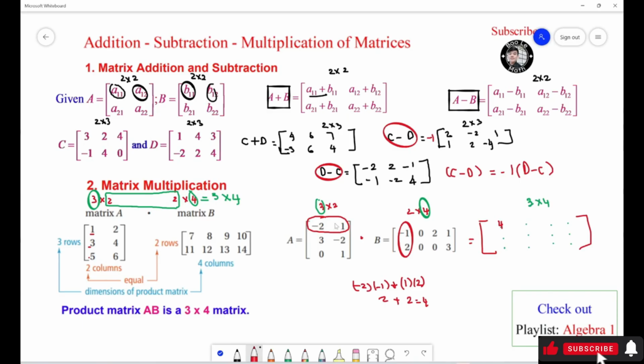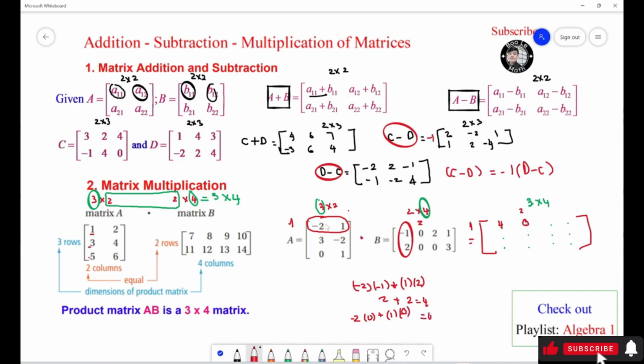Next one. First row, second column. It goes over here. Look, this is the first row and this is the second column. You see that? So it should be negative 2 multiplied by 0 plus 1 multiplied by 0. So 0 is the answer right here.